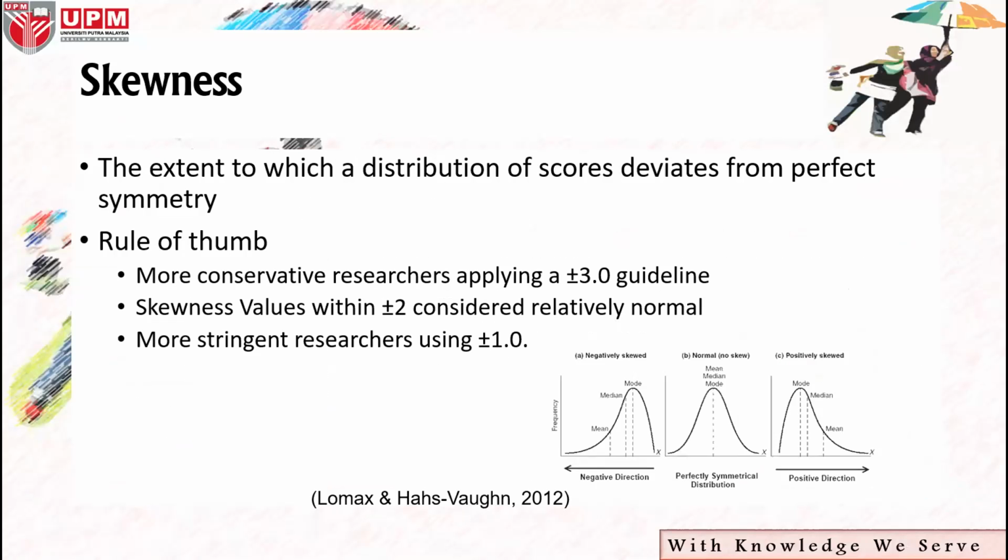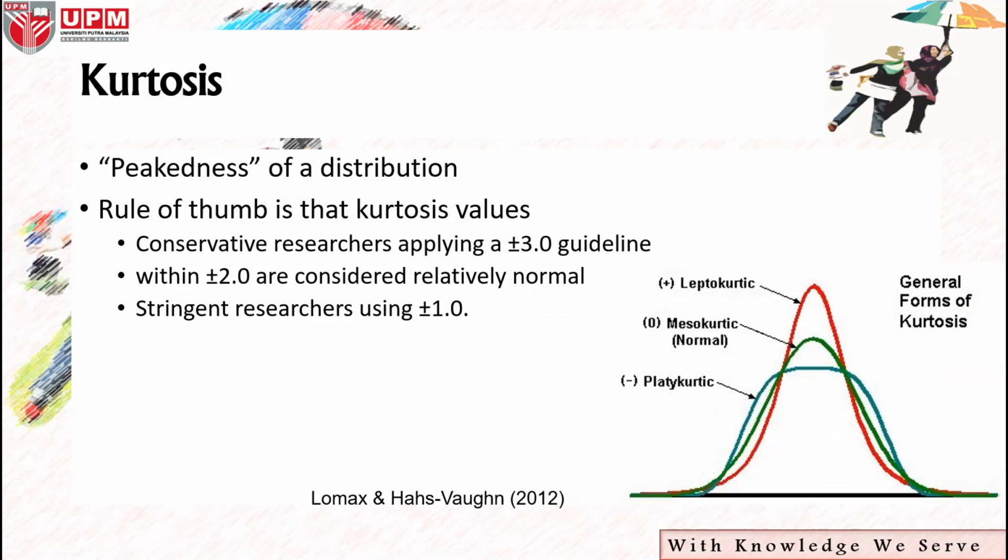Okay. Next one, kurtosis. Kalau skewness ni, it is about how the data deviate from the left side to the right side. But this one, kurtosis, is about the peakedness, puncak data tu, the peak of the distribution. The rule of thumb is similar: either plus minus 1, plus minus 2, or plus minus 3. The most conservative researcher may also use plus minus 7. Ada juga yang guna plus minus 7 for kurtosis. When you attend the class later on, perhaps you may see that the cut-off point used will be plus minus 7 for kurtosis.